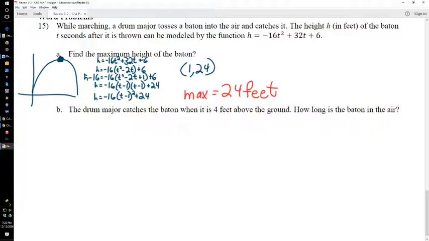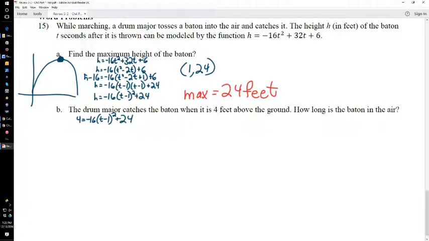Part B. The drum major catches the baton when it is 4 feet above the ground. How long is the baton in the air? So we're solving for time in this. They say how long, so we want to know the time. So I'm going to plug in 4 for the height, and I'm going to use that equation that we just derived. So plug in 4 for h. 4 equals negative 16 parentheses t minus 1 close parentheses squared plus 24. And then we're going to solve for t.